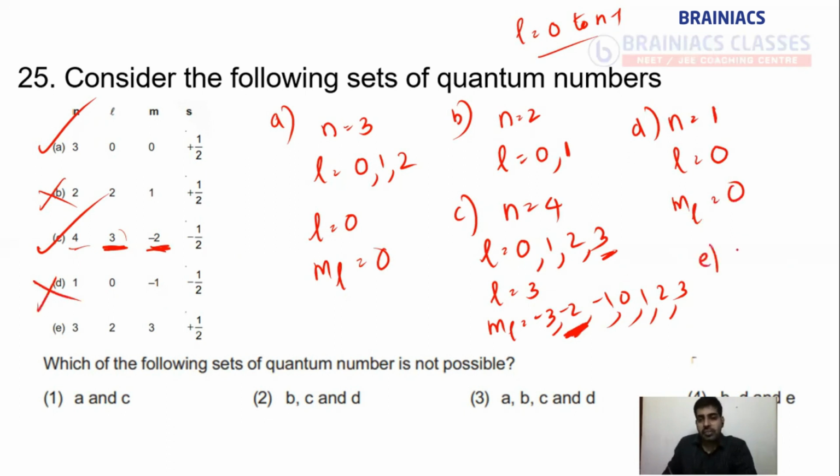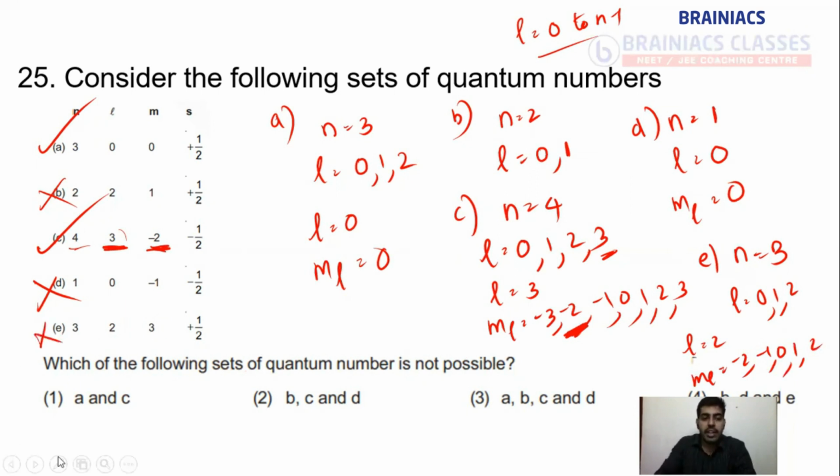Now option E. n is equal to 3, so l can have value 0, 1, 2, that is 0 to n minus 1, which is 3 minus 1, 2. Now, ml can have value, if l is equal to 2, as given here, ml can have value minus 2, minus 1, 0, 1, 2. 3 is not possible. So this one is also wrong.